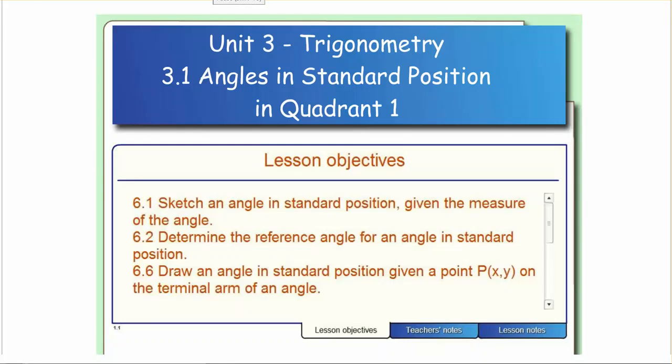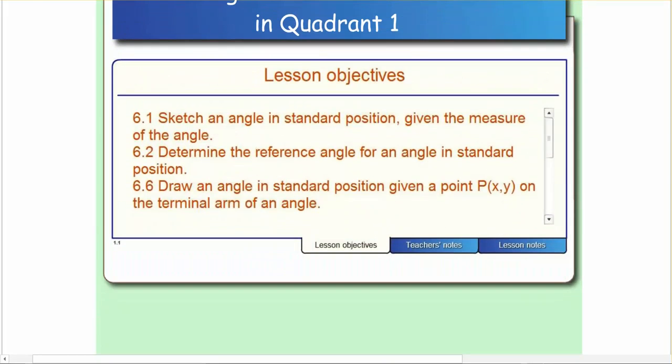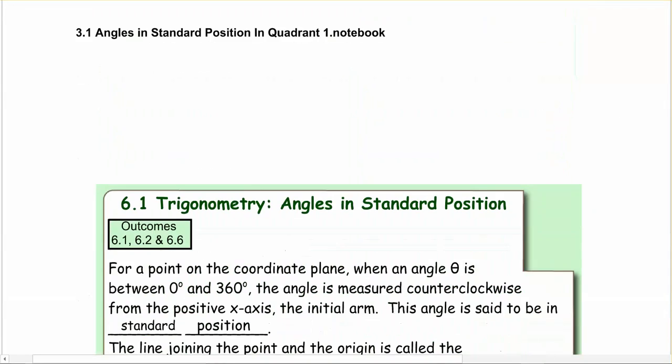Okay, hello, Math 20-1. So we're just getting into the trigonometry. Here are the things that I'm going to want you to be able to do by the time we're done this. Sketch an angle in standard position, give the measure of the angle, determine the reference angle for an angle in standard position, and draw an angle in standard position, given a point, just any point, on the terminal arm of an angle.